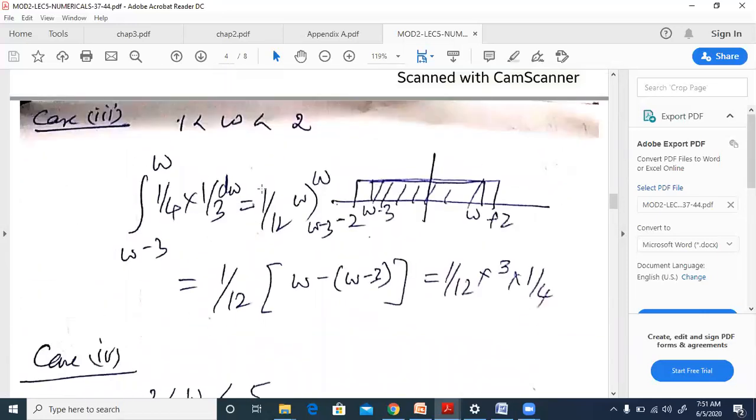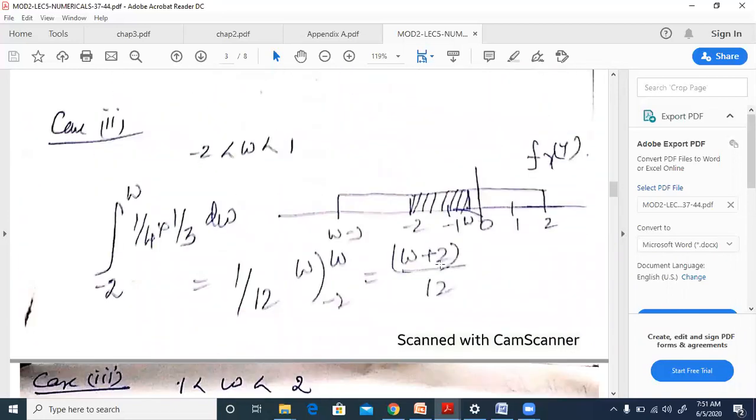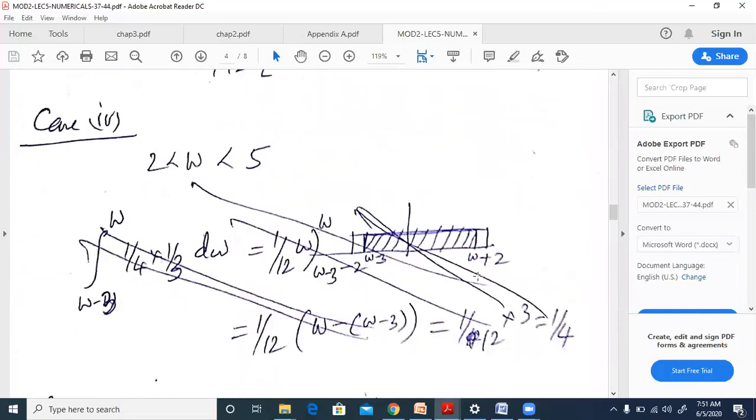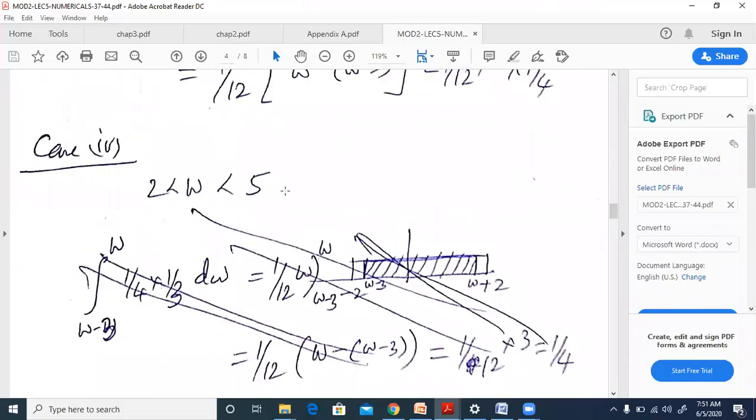Next, we have here 1 to 2. Once the W value crosses 2, that is the next range. W crossing 2 corresponds to this point crossing this point. At that time, we'll have a partial overlap, and that partial overlap will be there till this point crosses this. That corresponds to W minus 3 equal to 2, and that will be W equal to 5. So from W equal to 2 till W equal to 5, we'll have partial overlap. And that is what we have here, 2 less than W less than 5.